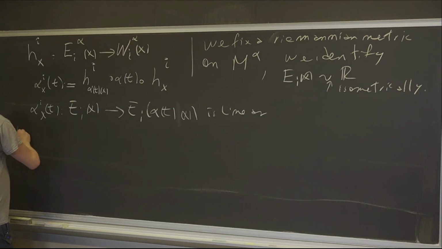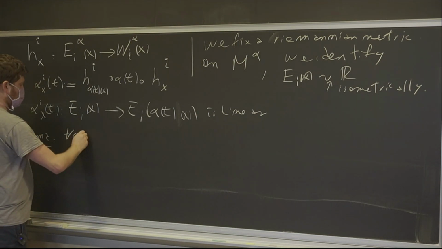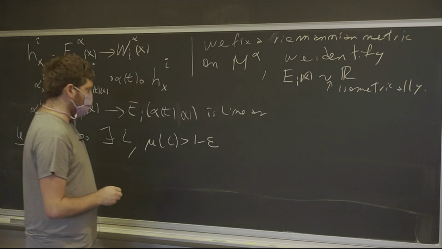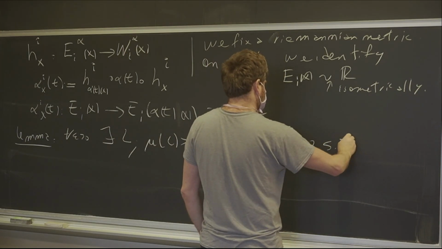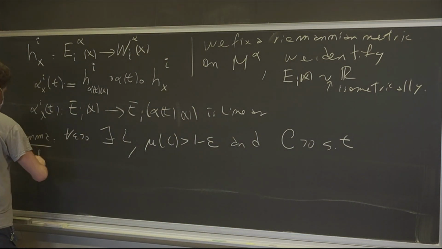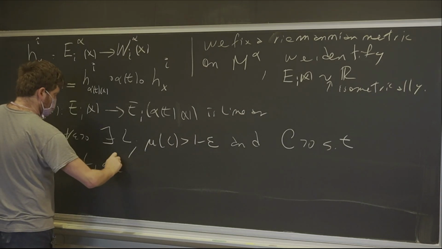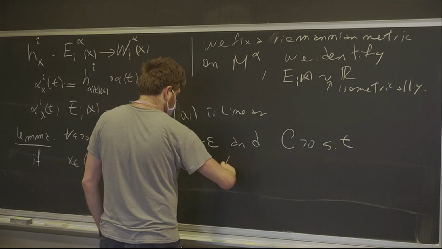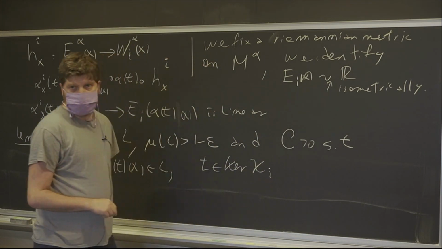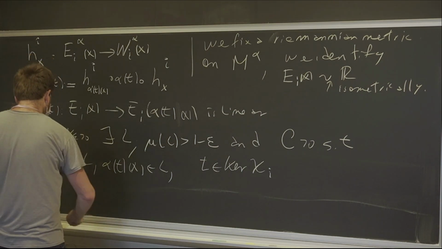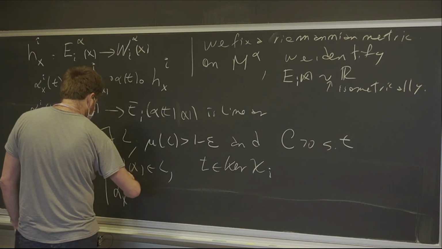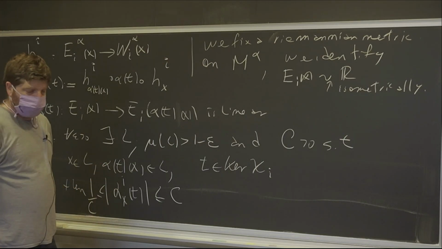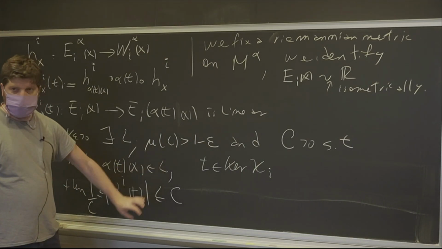So the lemma then said: for every epsilon positive there exists a set L, mu of L larger than 1 minus epsilon, and a constant C positive such that if x is in L, alpha t of x belongs to L as well, and t is in the kernel of chi I, but other than that it could be huge, then the absolute value of alpha xi of t is between zero and 1 over C. So it's uniformly bounded, whenever you start in the set L and you end in the set L.